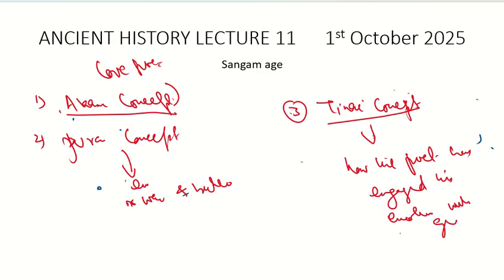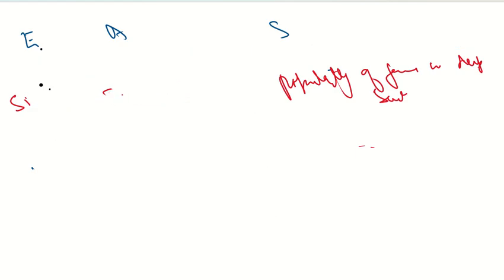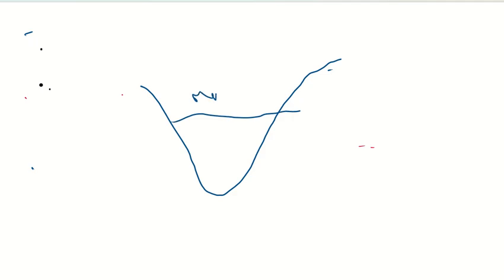Now let's move to the political structure of the Sangam age. Let's try to figure it out, and then we move to the social and economic, and we will conclude it here. The political structure, you should be very much aware of this. This is the peninsular India, and here we'll try to understand what were the three political systems. Till here we know that it was the Mauryan era.